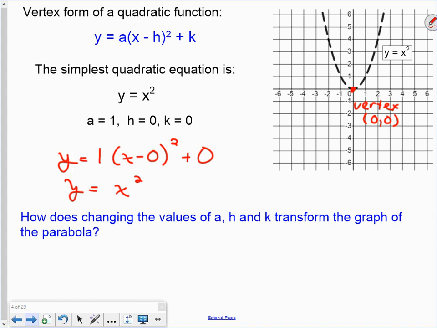Our vertex is here at (0, 0). I want you to notice that two other points on the graph of our parabola are at the points (1, 1) and (-1, 1). So we've got this little pattern here that from the vertex we can go over 1 and up 1 to get to the next point, like this and like this. And we can also do this in the negative direction. We might refer to that pattern later on when we talk about the shape of the parabola.